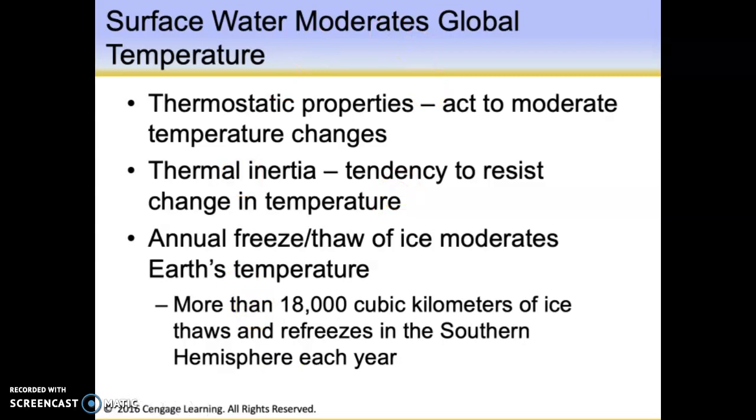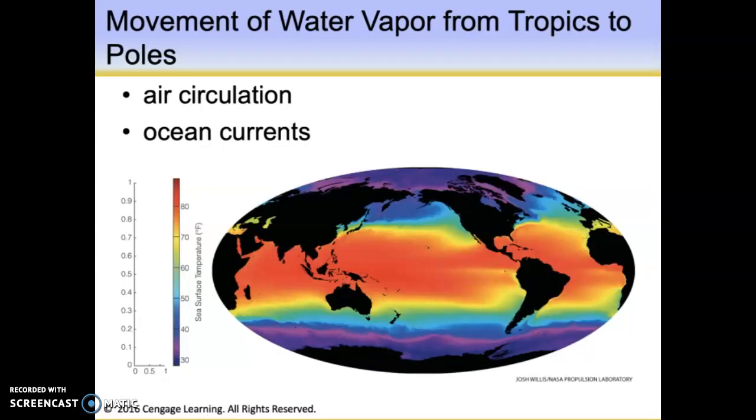So this is kind of the official technical slide, so it gives you some more information there. One of the things to notice down at the bottom is that freezing and thawing of ice also moderates the Earth's temperature. So there's a really big role that water is playing. And this slide shows the temperature of the world's oceans. And what you'll notice is there's some slight variations here.